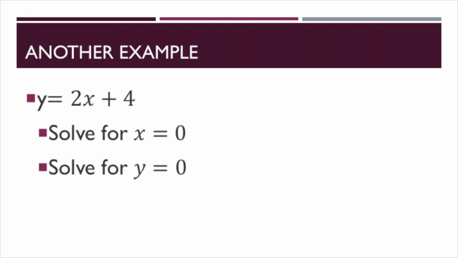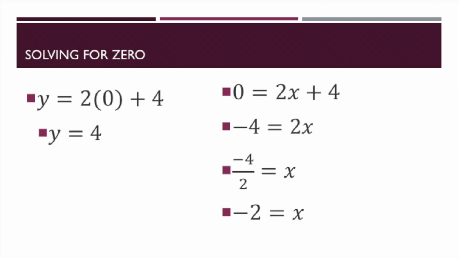So let's take another example of y equals 2x plus 4, and we want to solve for x equals 0 and y equals 0. Well, let's start with solving for y, where x equals 0. If x equals 0, y equals 2 times 0 plus 4, or y equals 4.